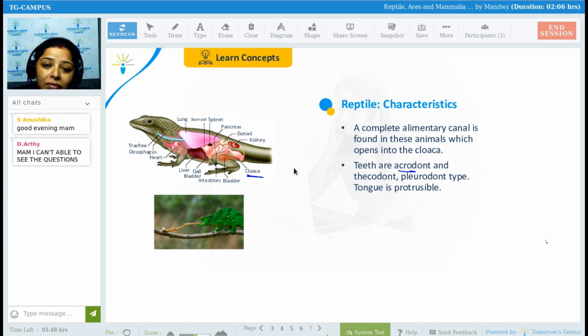Yes. Without teeth roots, without any roots. And what is pleurodont? Teeth with roots. Yes, pleurodont means teeth with roots, and acrodont is without roots. So some reptiles have acrodont teeth, and some have pleurodont teeth. What is thecodont? What is the meaning of thecodont?